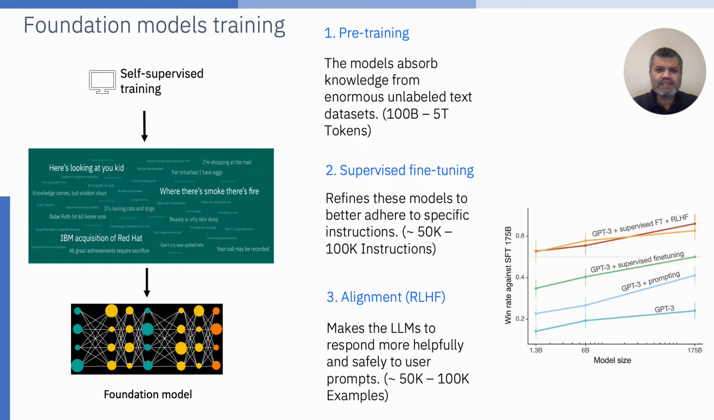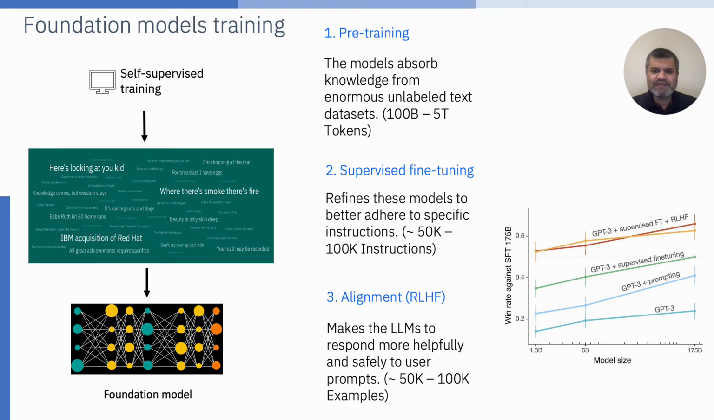So how are these models trained? In step number one, they are actually trained on a huge amount of the unlabeled data that is available. It can be billions to trillions of tokens, several trillion tokens. We'll not discuss what a token is, but let's suppose it's a word.